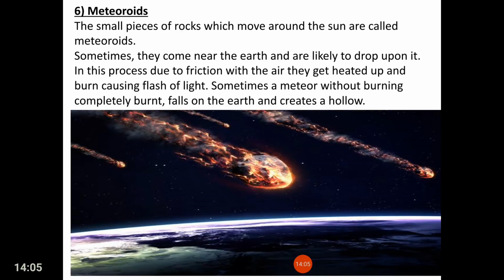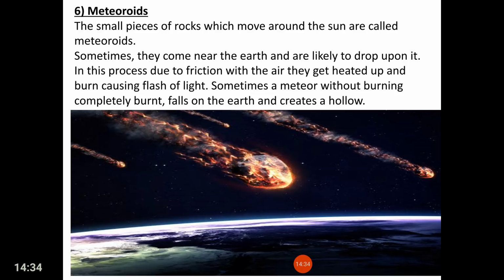Now the meteoroids: the small pieces of rocks which move around the Sun are called meteoroids. Sometimes they come near the Earth and are likely to drop upon it. In this process, due to friction with the air, they get heated up and burning causes a flash of light. Sometimes a meteor, without burning completely, falls on the Earth and creates a hollow.